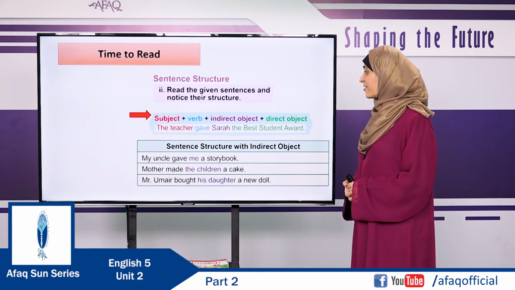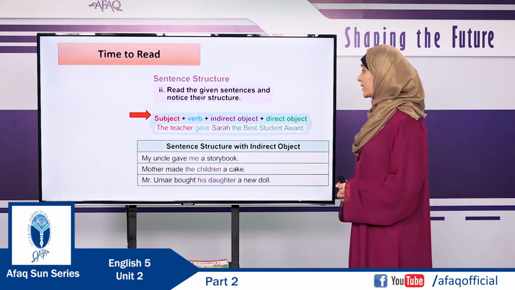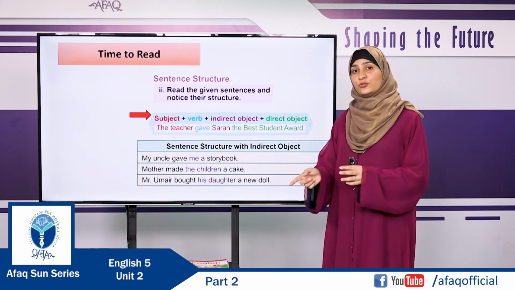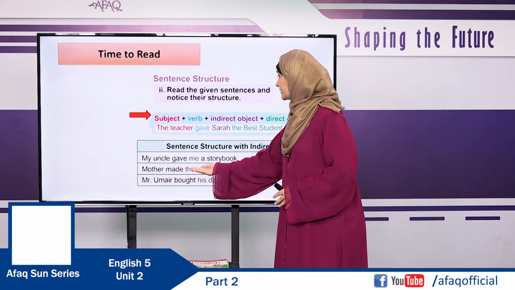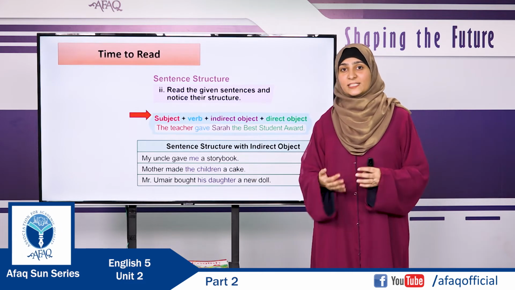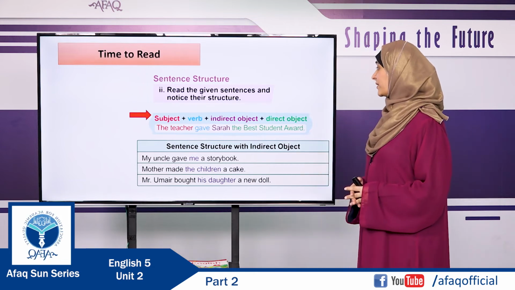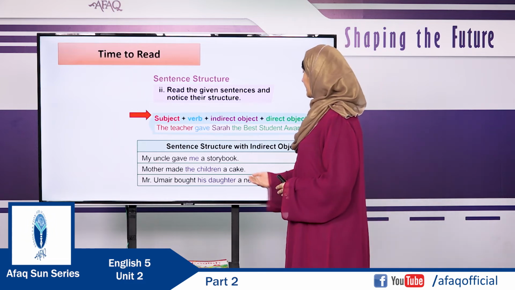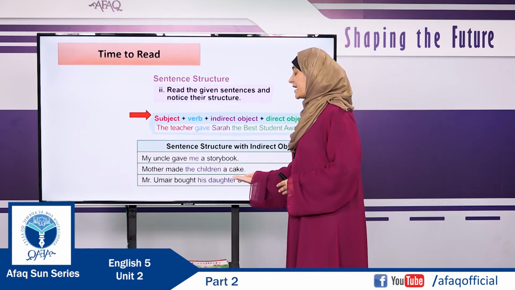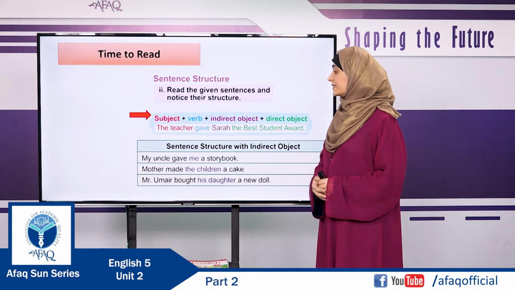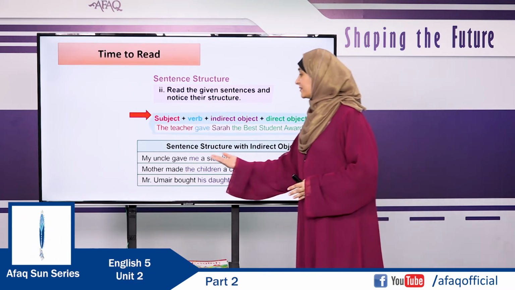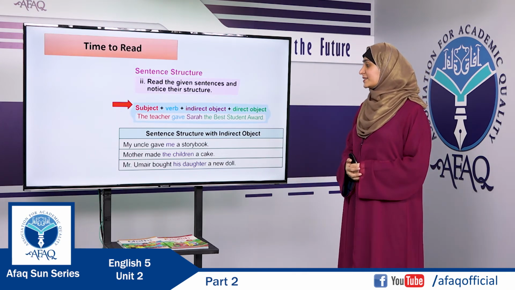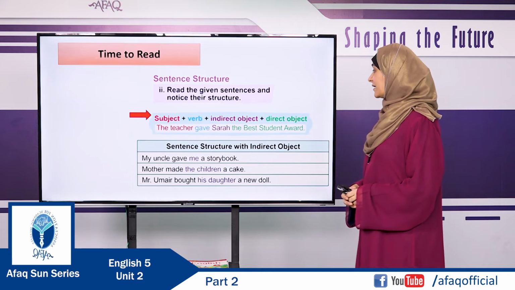My uncle gave me a storybook. The storybook is a direct object that receives the action, but to whom it has been related is the indirect object, that is me. Let's practice it in the next one. Mother made the children a cake. So the direct object is the cake that receives the action of the subject, but the indirect one is added in it, those are children. Dear students, let's practice the next sentence. Mr. Umair bought his daughter a new doll.